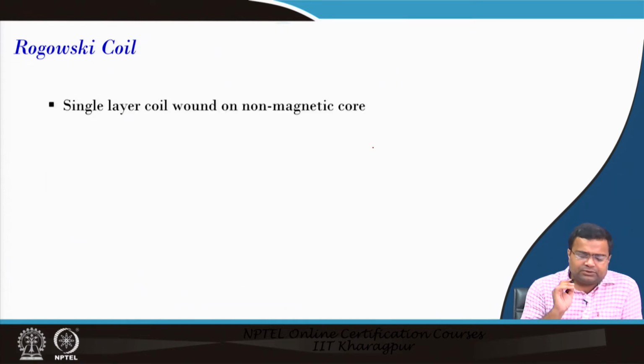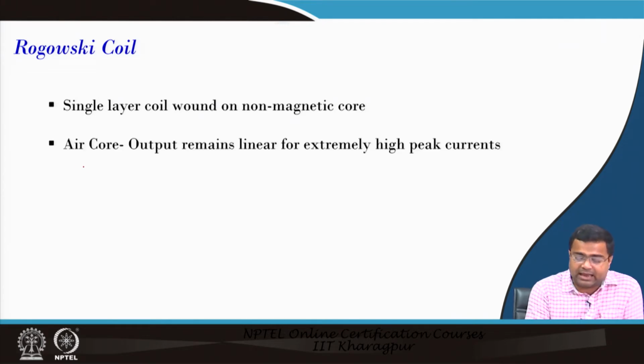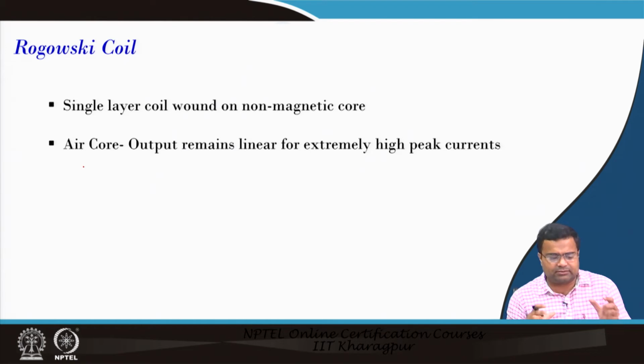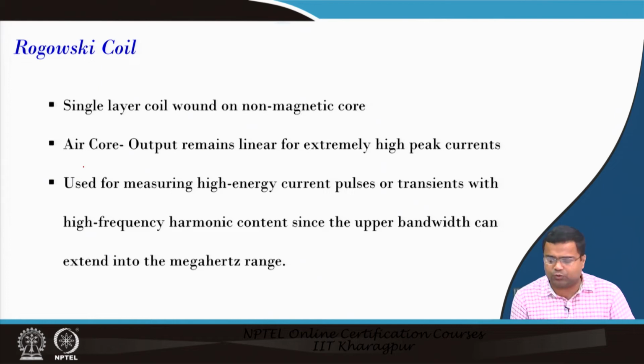Now, this Rogowski coil is a single layer coil wound on a non-magnetic core, an air core, and it remains linear for extremely high peak current, and this is useful for fast transient current, even pulse current.